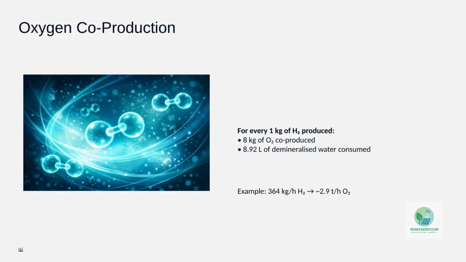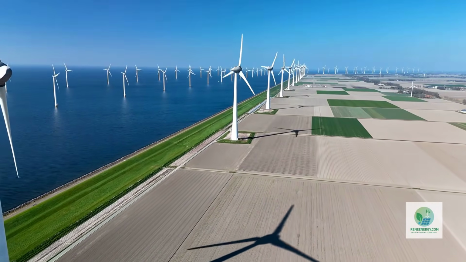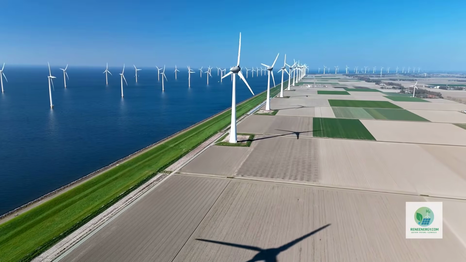The co-produced oxygen, while often vented, represents a potential additional value stream. In industrial settings, high-purity oxygen can be utilized in various applications, such as medical uses, steel production, wastewater treatment, or chemical synthesis. For instance, a facility producing 364 kilograms per hour of hydrogen would concurrently generate approximately 2.9 metric tons per hour of oxygen. Recognizing and monetizing this oxygen byproduct can significantly improve the overall economics of green hydrogen production.